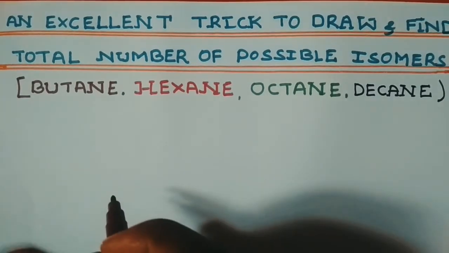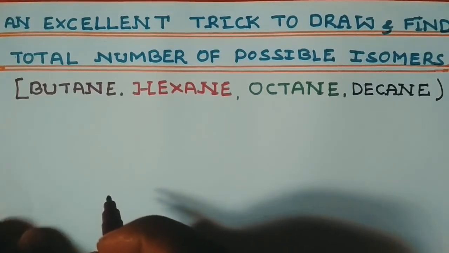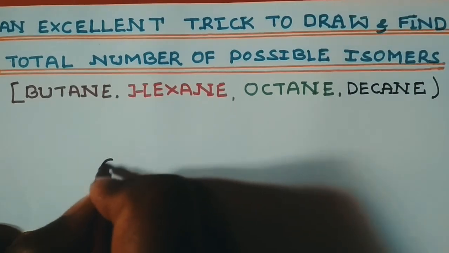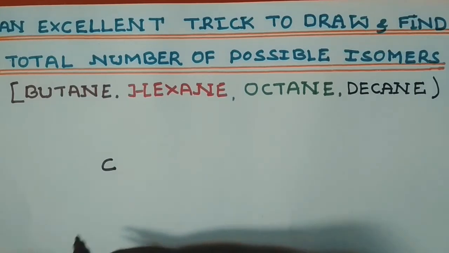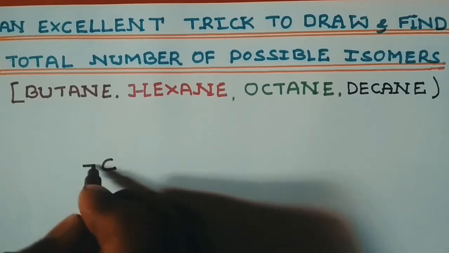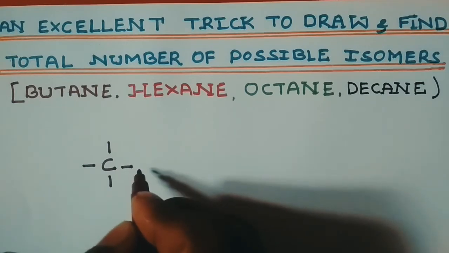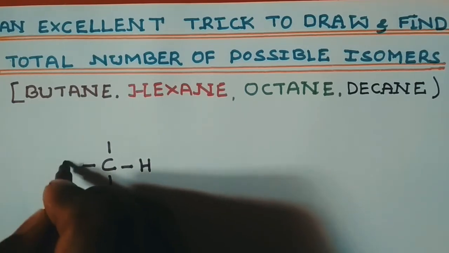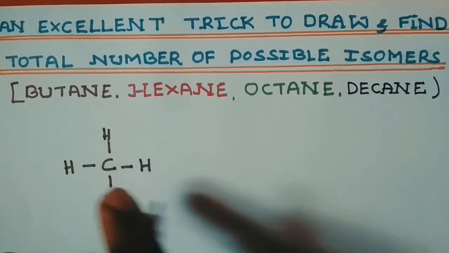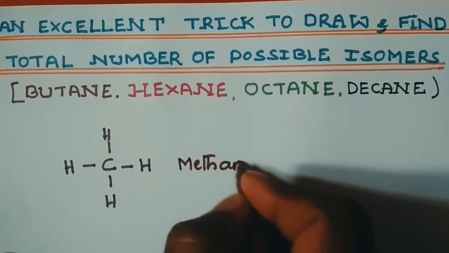First, let me teach how to draw the structure of an alkane. A one-carbon alkane, you can write, students, carbon. We know the carbon valency is 4, hence you can put 4 bars around the carbon. At each bar of the carbon you can write hydrogen. See, like this you can write. Hence this molecule is called what? Methane. This molecule is called methane.